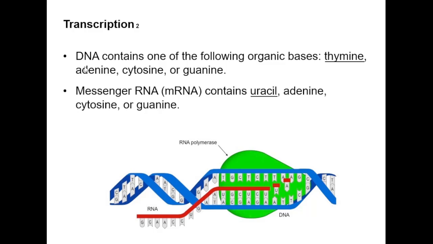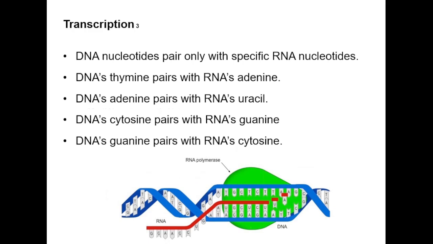So again, remember, your DNA contains thymine, adenine, cytosine, and guanine. But in mRNA, we do not have thymine, and it is replaced by uracil, and uracil still is a complementary base pair of adenine. So basically, you simply change the T to U. So here is the complete pairing. The DNA thymine pairs with the RNA adenine. Adenine pairs up with RNA's uracil, and then cytosine and guanine, and vice versa.